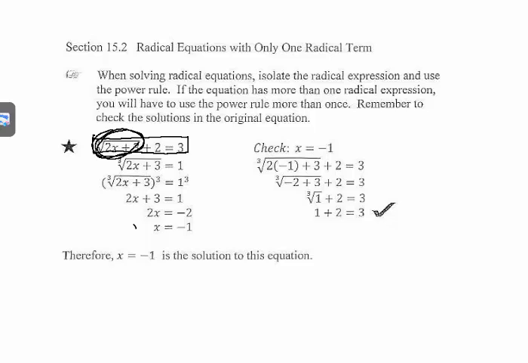And so what you see here is this 2 was moved over to the right, and so 3 minus the 2 becomes a 1. And now the only term on the left-hand side of the equation is the radical part, and it's a cube root. So at this point both sides of the equation are cubed. This cube knocks out the cube root, it knocks out this radical, and we're just left with the radicand, 2x plus 3.